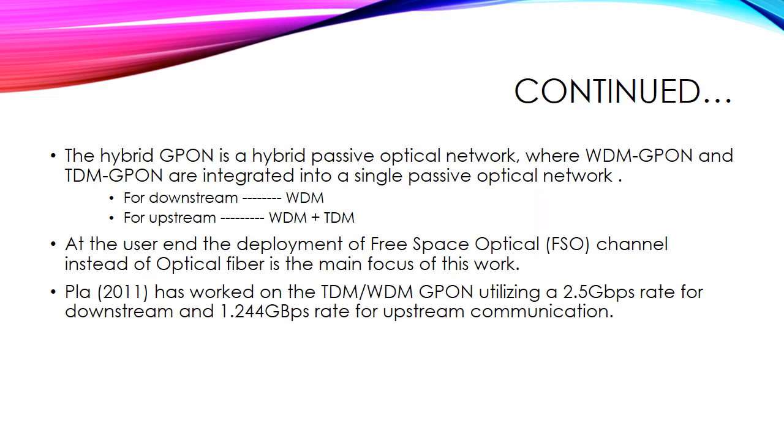Now, the hybrid GPON is basically a hybrid passive optical network where WDM and TDM GPON are integrated into a single passive optical network. For downstream communication, we use WDM. For upstream, WDM plus TDM. That is why it is called hybrid. At the user end, the deployment of free space optical channel instead of optical fiber is the main focus of this work.